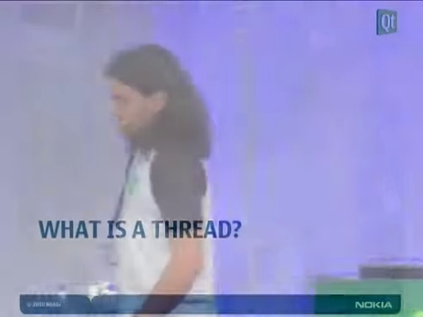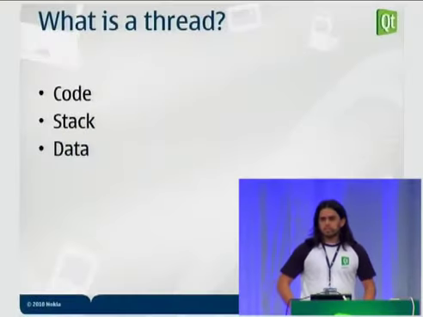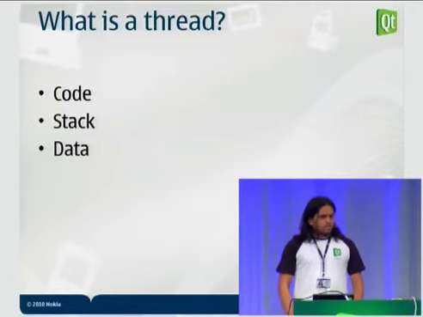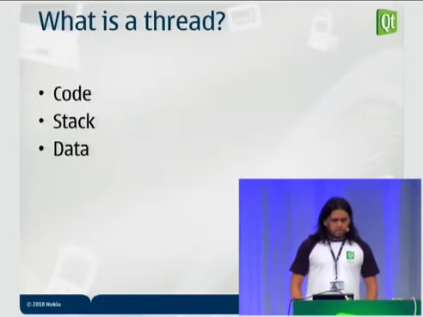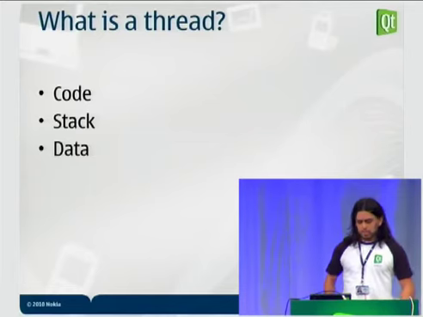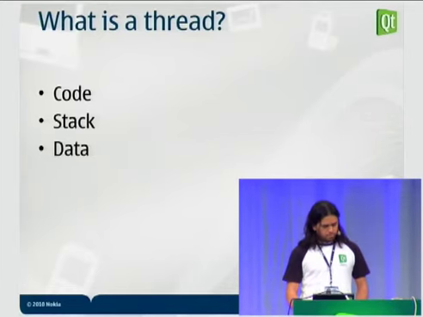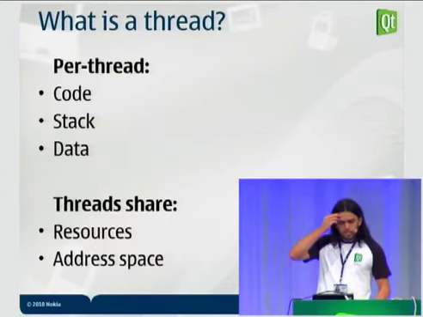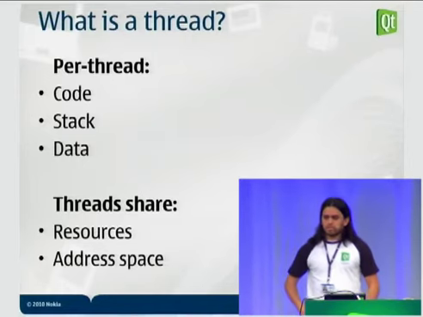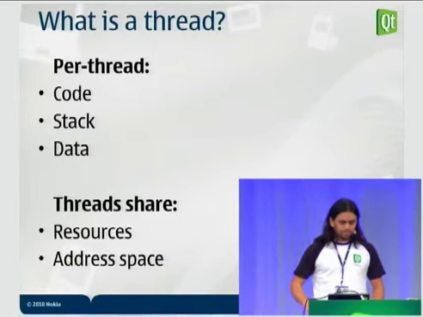So what is a thread? Multi-threading relates to threads, so multiple threads. A thread is basically a context of code execution. You give it some code. It has its own stack where you can allocate objects, and it can have some thread-specific data. Threads share resources and address space in a single process.